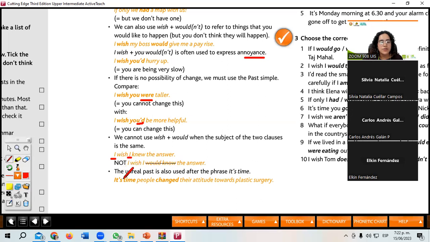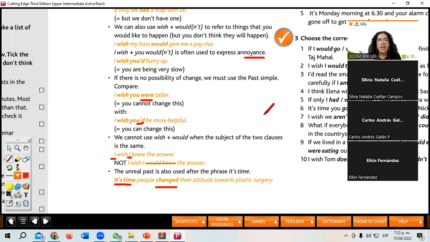And also, well, to finish in this part, we can use the unreal past after this phrase. It's time. It's time people change their attitude towards plastic surgery. Entonces, it's time people change. Usamos el verbo en pasado. Nos dice, ya es hora de que las personas cambiaran su actitud hacia la cirugía plástica, ¿ok?